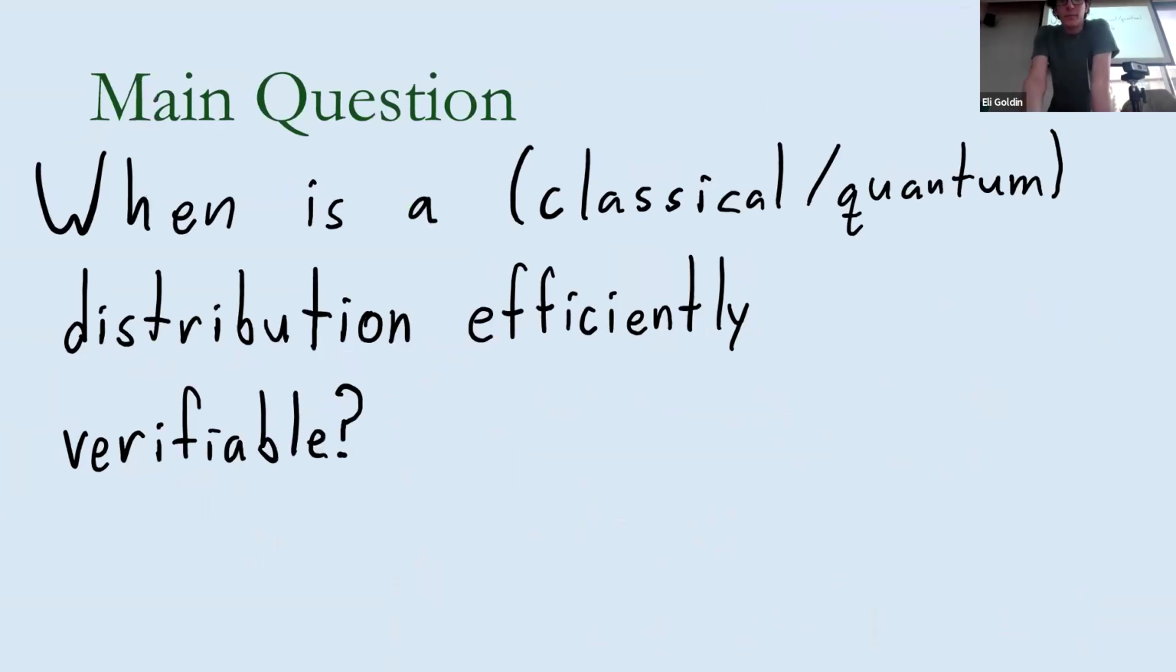Okay. So yeah, the main question of our work is: when is a distribution efficiently verifiable? There are different variants of this question depending on what we mean by efficiently samplable, whether it's sampled by a classical Turing machine or a quantum Turing machine, or even a distribution over quantum states, that is, a mixed state. We're going to consider all of these things. But there are more that you could also consider beyond the ones we discussed.